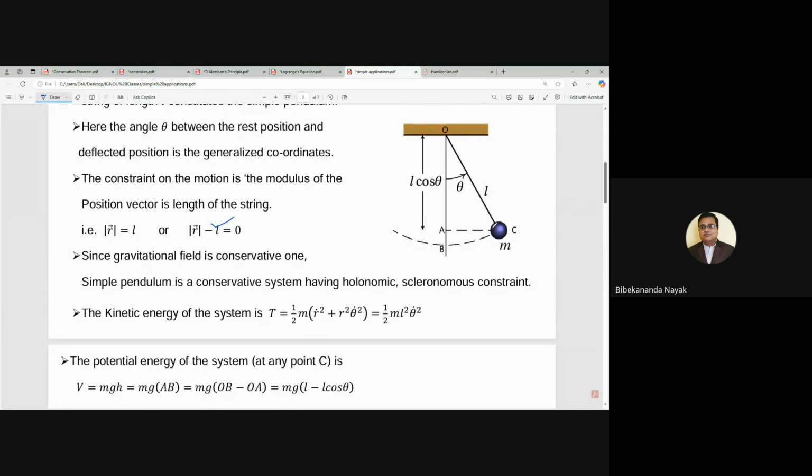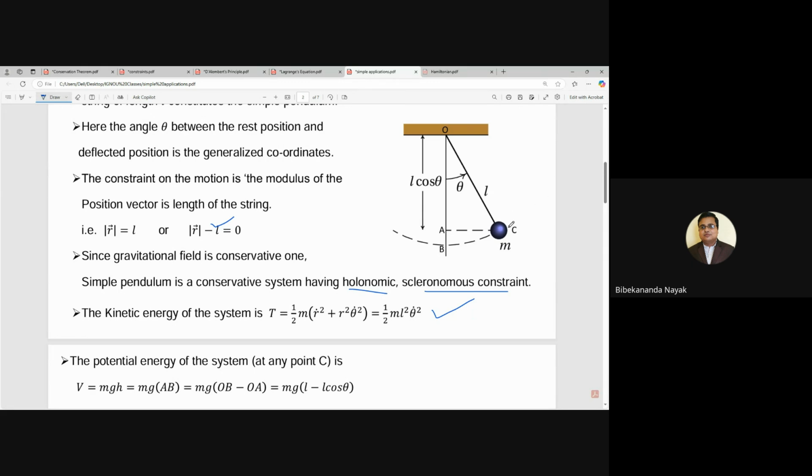Since it is a gravitational field, it is conservative, so energy is a conserved quantity. Now kinetic energy in polar coordinates is half m (ṙ² plus r² θ̇²), but here r is equal to L, fixed, so ṙ is equal to 0. Putting L in place of r, we get kinetic energy equal to half m L² θ̇². Here the constraint is holonomic, a constraint on position, and scleronomic, time independent.